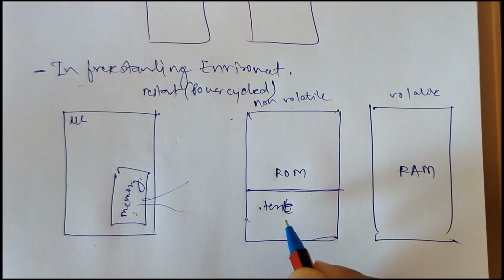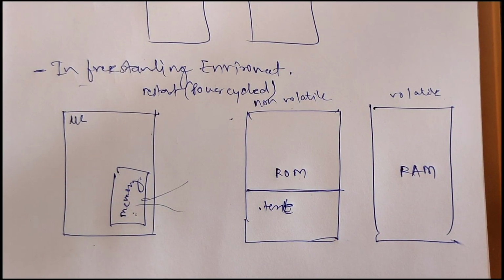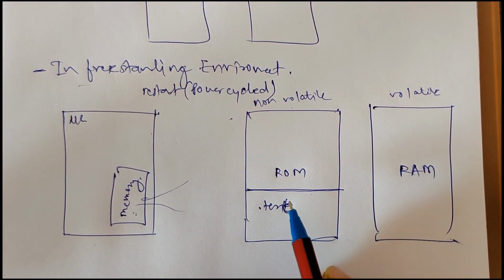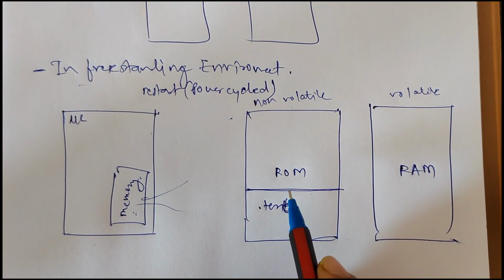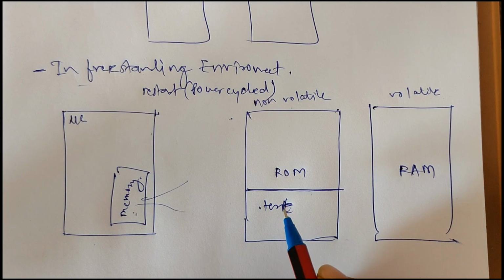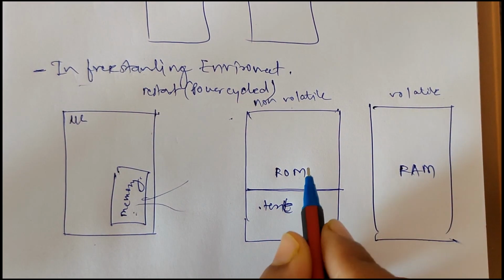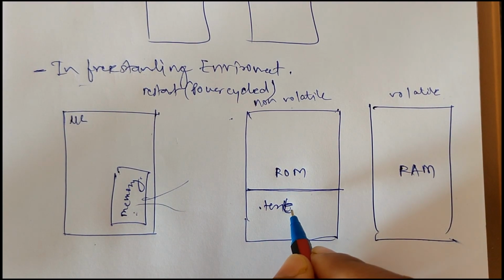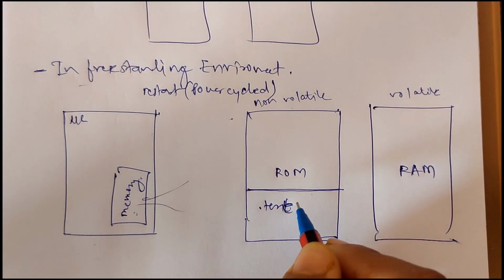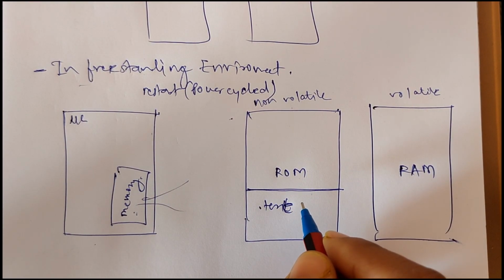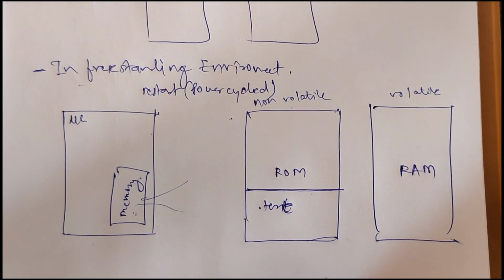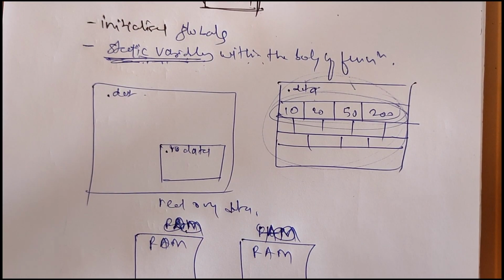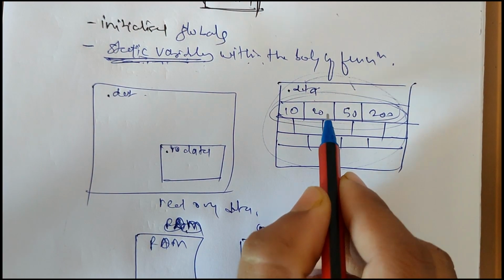So we have the final commitment that the code should be placed in ROM, because every time you power cycle your microcontroller, you don't want the code to be lost. So I'm putting the code here. Now the question is, what happened to the values stored in the data section? Should they vanish or not?